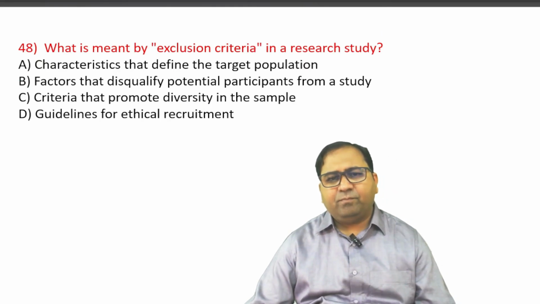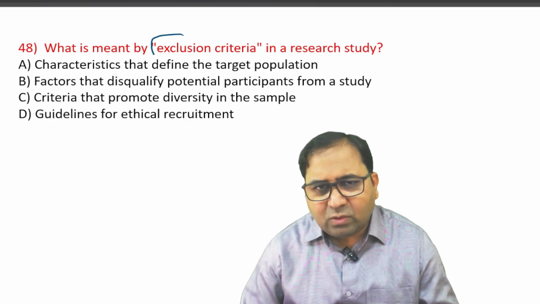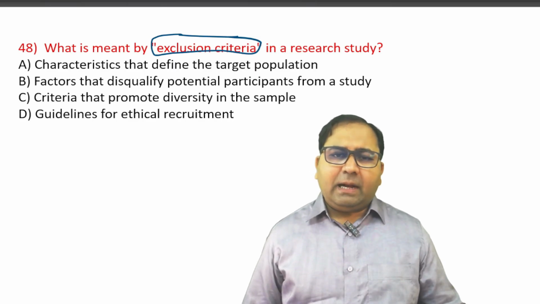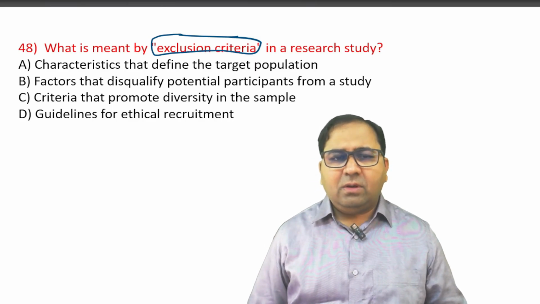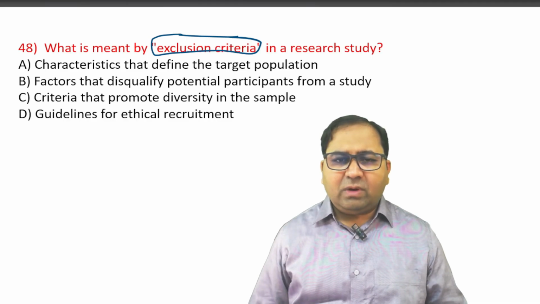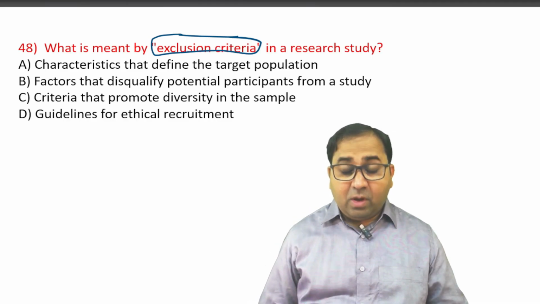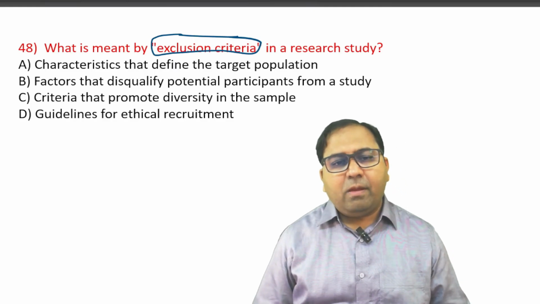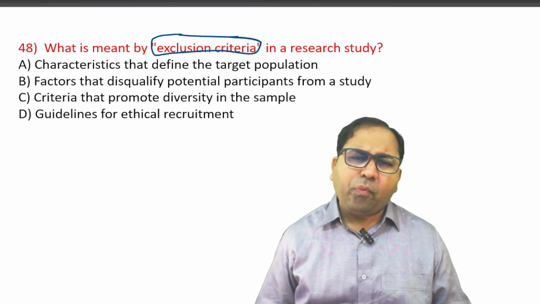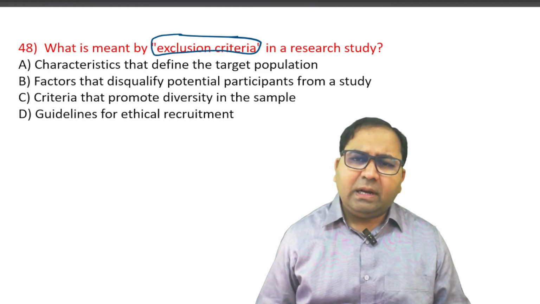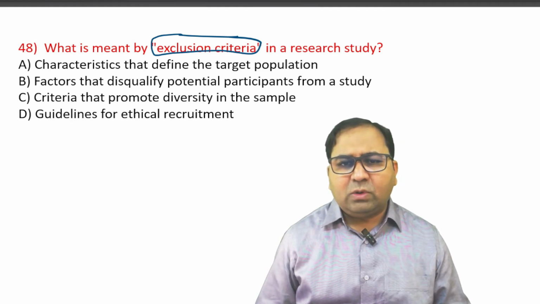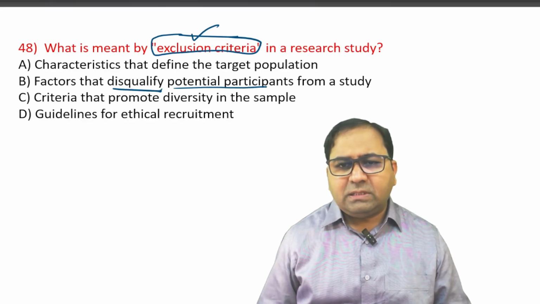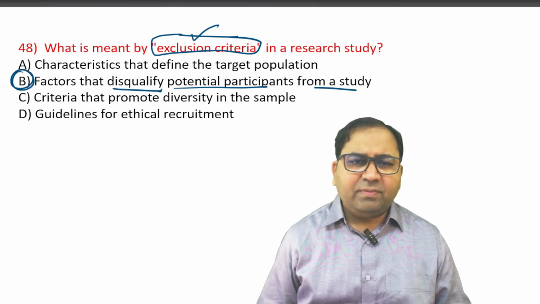Okay. Then next question. What is meant by exclusion criteria in a research study? Options are A. Characteristics that define the target population, or B. Factors that disqualify potential participants from a study, or C. The criteria that promote diversity in the sample, or D. Guidelines for ethical recruitment. So what is meant by exclusion criteria in a research study? You will exclude those people who disqualify. So factors that disqualify potential participants from a study. So this is the answer for this question.